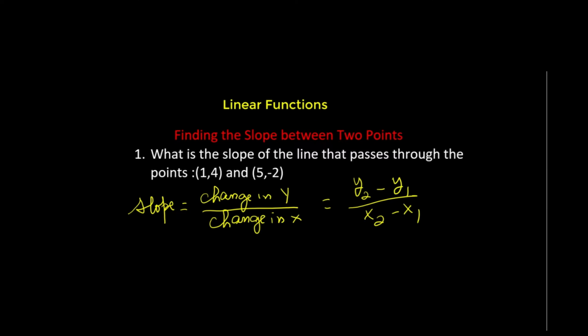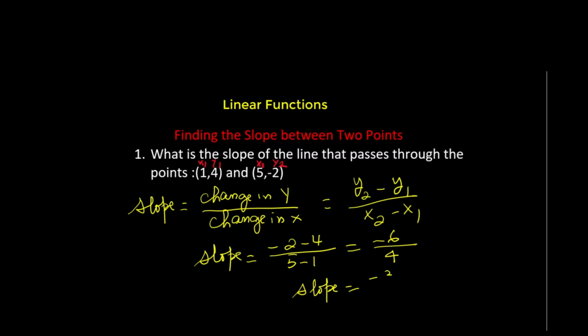Let's label the points. The first point is x1, y1, that's 1 and 4. The second point is x2, y2, that's 5 and -2. The slope is equal to -2 minus 4 over 5 minus 1. That gives us -6 over 4. Now let's simplify. When we divide both the top and bottom by 2, we get -3 over 2. So the slope of the line is -3 divided by 2.